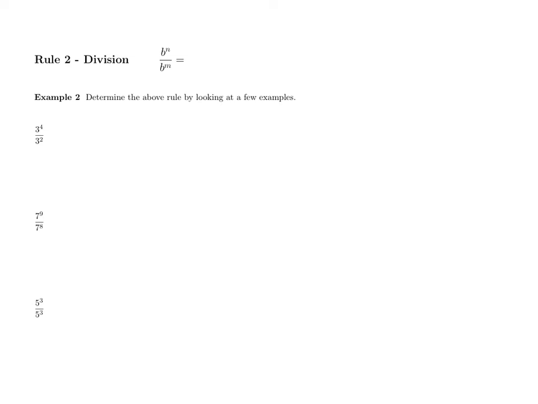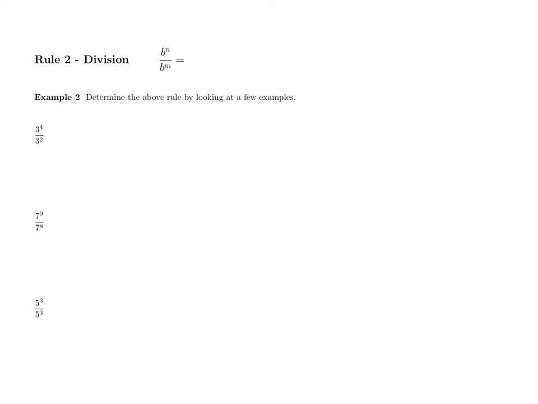The second rule that we'll consider is for division. So not if you multiply, but what if you take b to the n and divide by b to the m, potentially different exponents? Again, we'll try to justify this rule by using example 2. Let's start with this one here, 3 to the fourth divided by 3 squared. Notice the base 3 is the same. Here, 4 and 2, the exponents, though, are different.